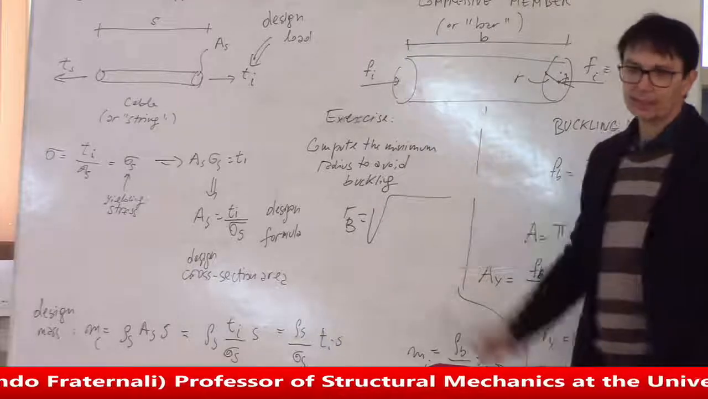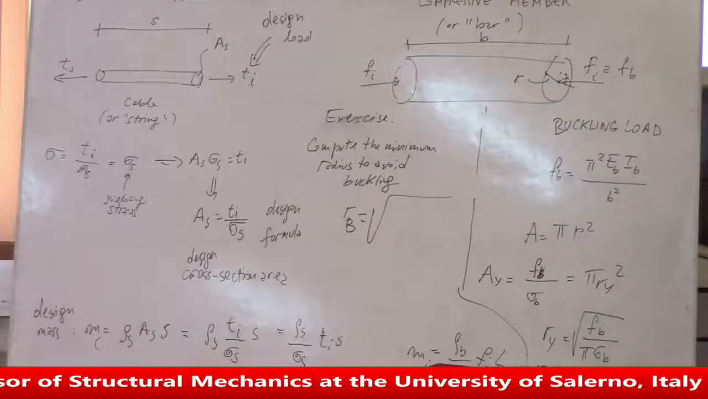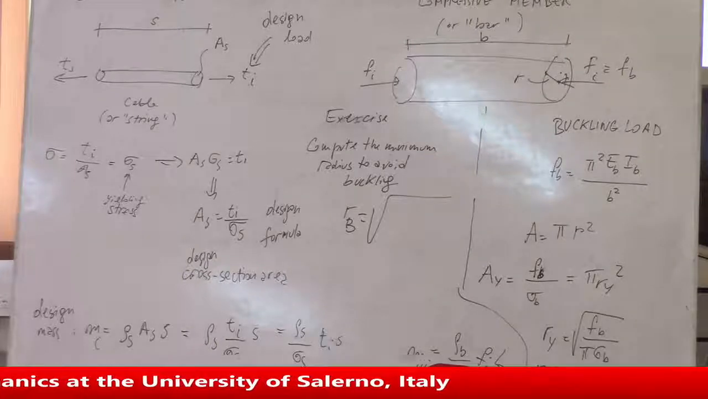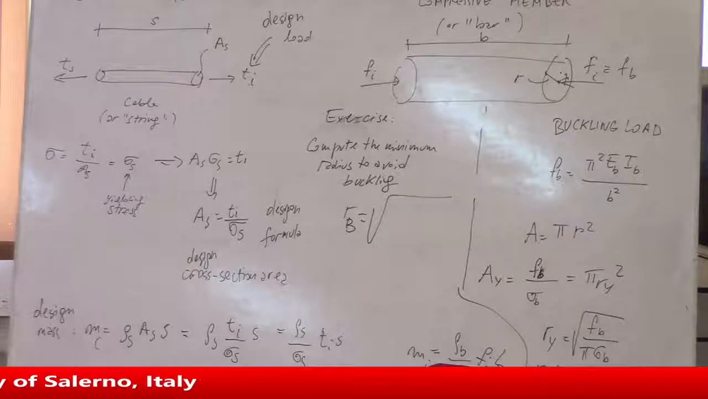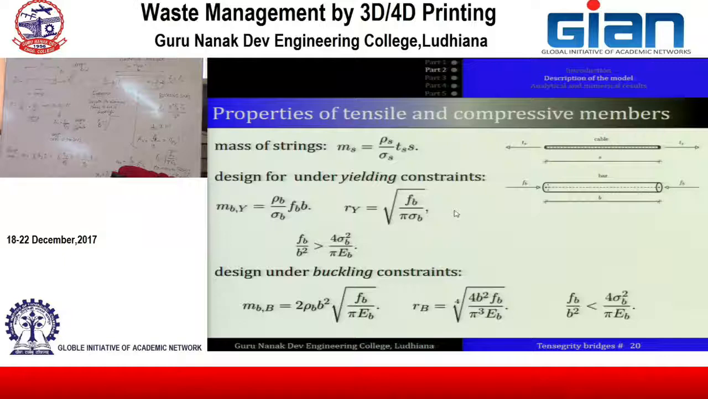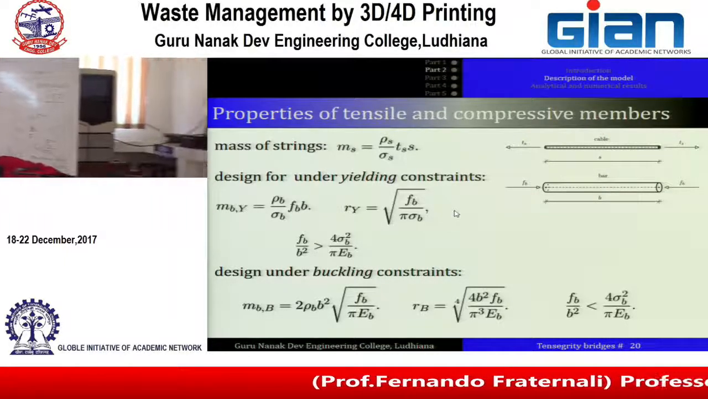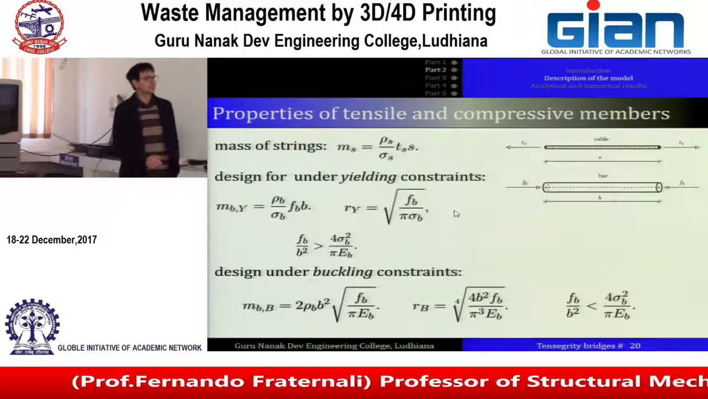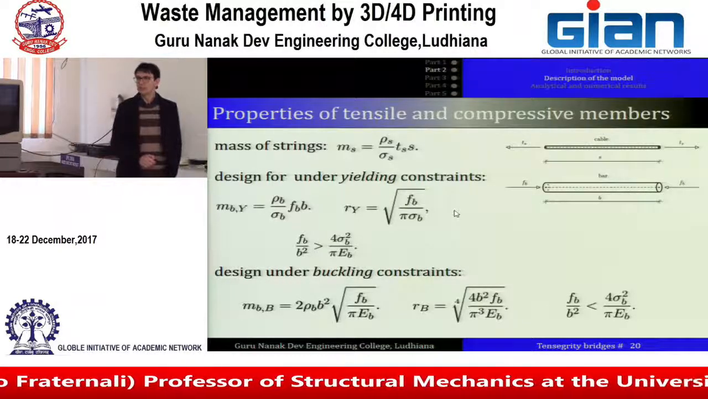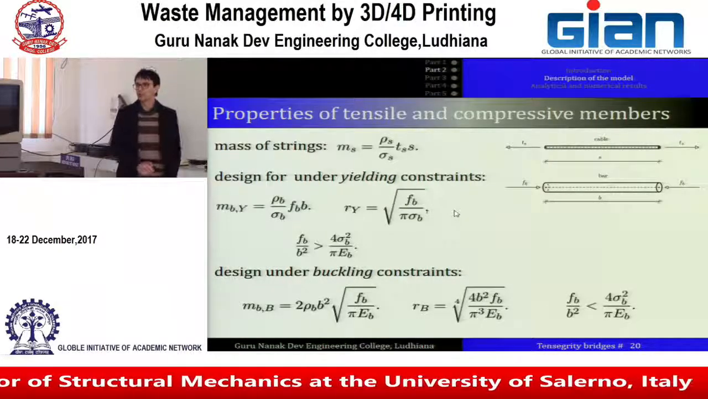This is the difference. So, those are the two radii. This is the formula if you have the mass to avoid the yielding. This is the formula, a bit more involved, for the mass of the member to avoid the buckling.